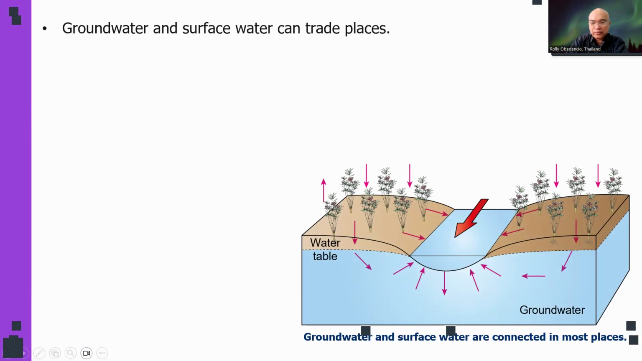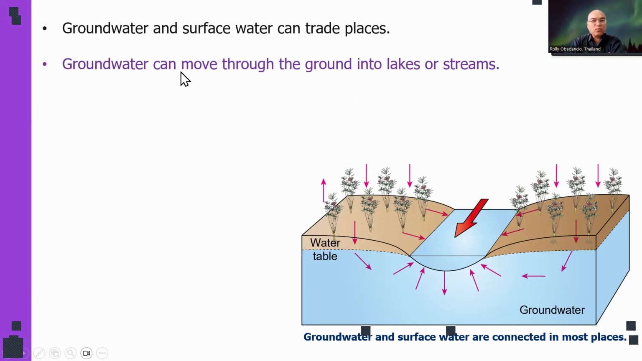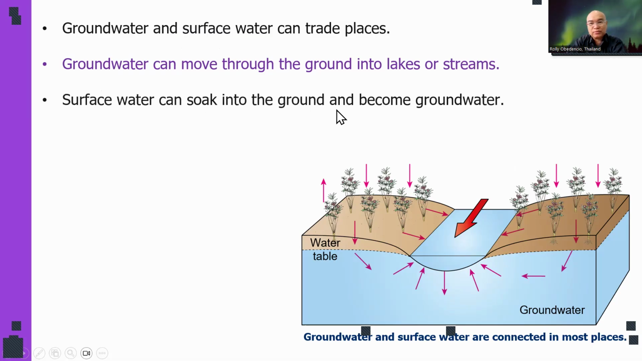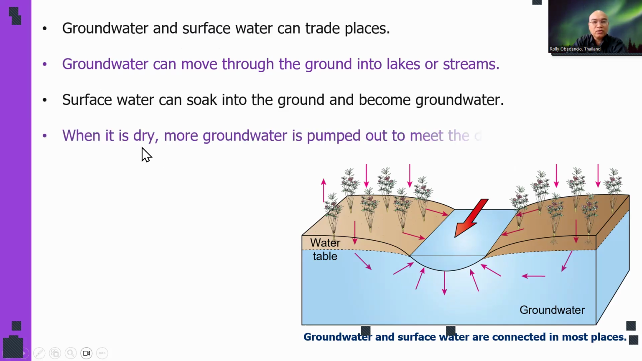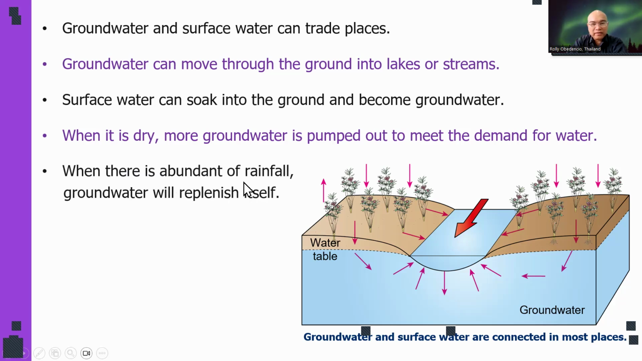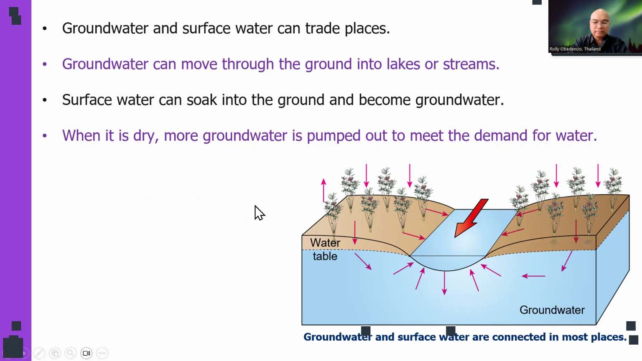Now, look at the picture here. Groundwater and surface water are connected in most places. All right. So, groundwater and surface water can trade places. Why is that? Groundwater can move through the ground into lakes or streams. Surface water can soak into the ground and become groundwater. When it is dry, more groundwater is pumped out to meet the demand for water. When there is abundance of rainfall, groundwater will replenish itself.